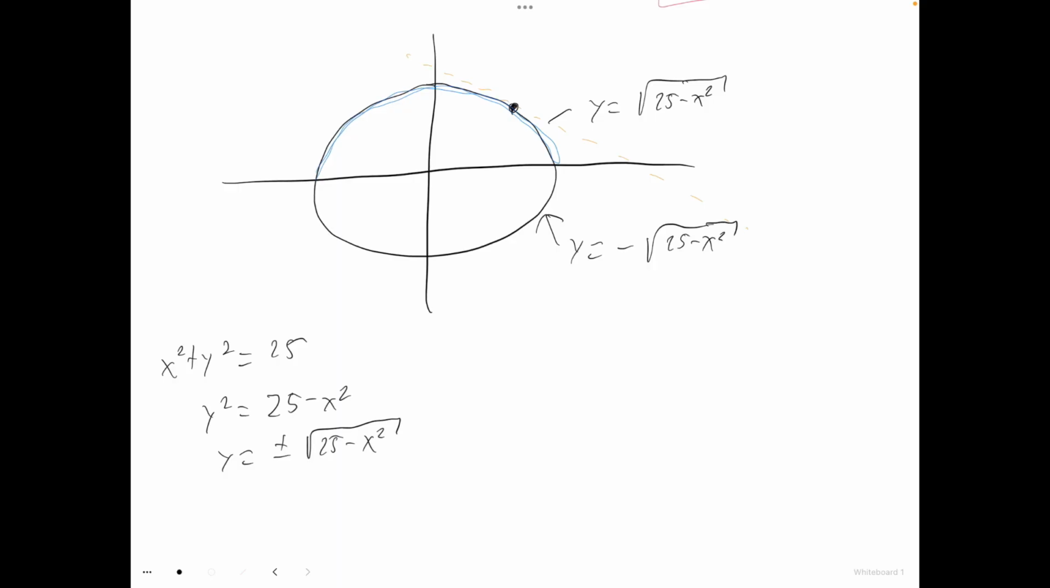And so we could then use this square root of 25 minus x squared and use it to find the derivative and to find the tangent line and everything like that. And so we're going to do that just so you can see that you do get the same answer. And so we're going to take the derivative of the square root of 25 minus x squared. So taking the derivative, this is the derivative of 25 minus x squared to the 1/2 power. So we're going to use the chain rule.